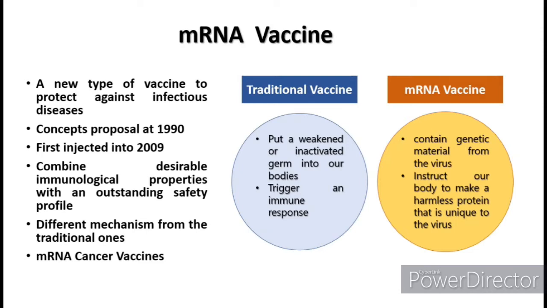In the conventional type, a weakened germ is put inside the body to trigger the immune response, while in the mRNA vaccine, genetic material in the vaccine instructs our body to produce a harmless viral protein. The mRNA-based cancer vaccine is one of the examples.